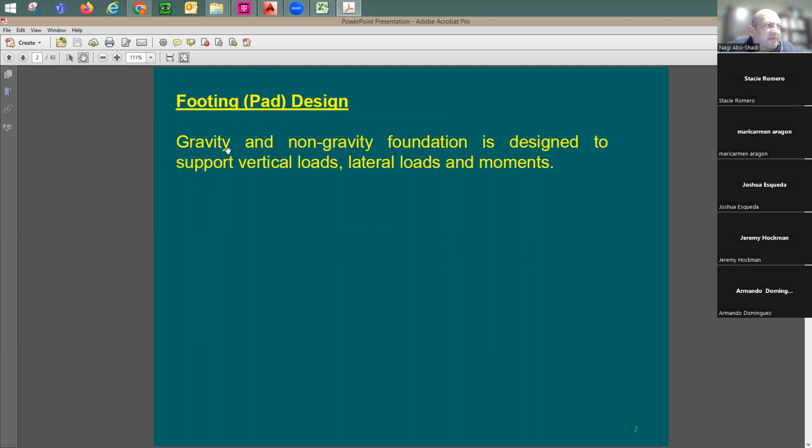As it says here, gravity and non-gravity foundations are usually designed to support all of these loads. The loads will include vertical loads, lateral loads, and moments. When it comes to a gravity foundation, it's going to have a little bit of vertical loads and some moments from the eccentricity. Lateral loads are only for seismic and wind forces. So in this course, I'm not going to be addressing seismic forces.